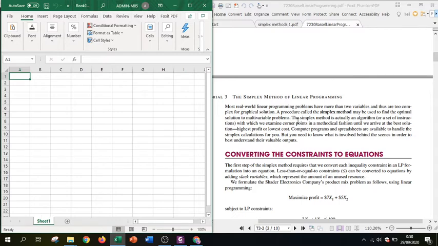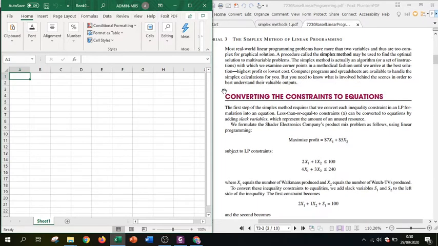The simplex method is actually an algorithm with which we examine corner points in a methodical fashion until we arrive at the best solution, highest profit or lowest cost. This is the step by step to solve a problem with the simplex method.